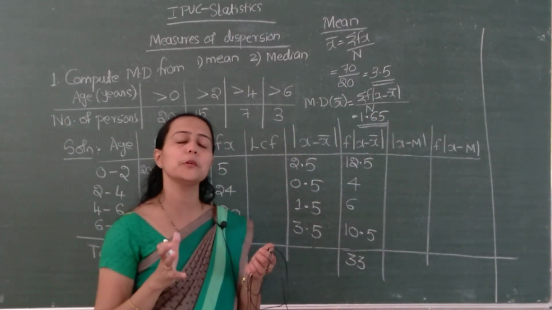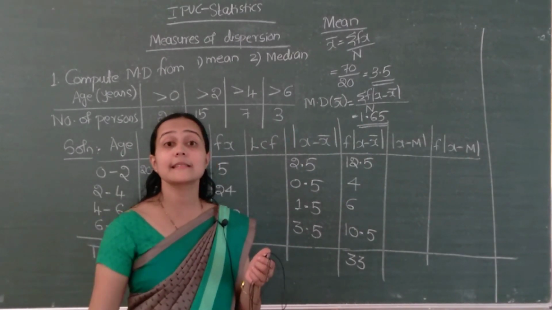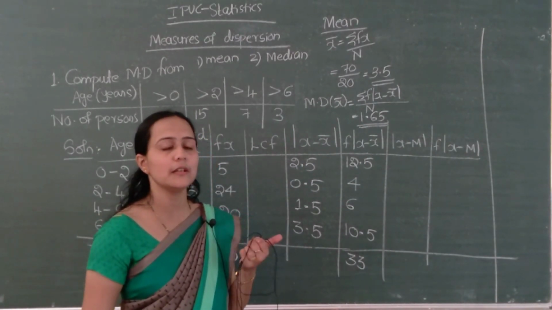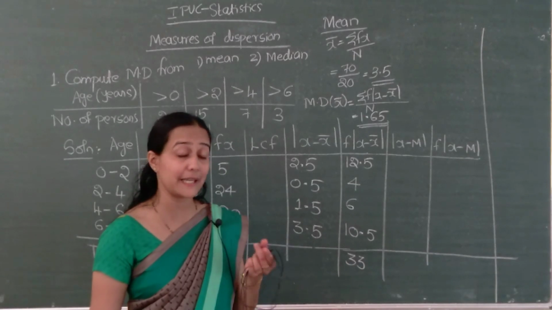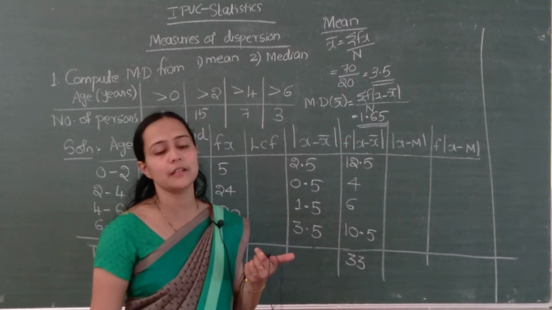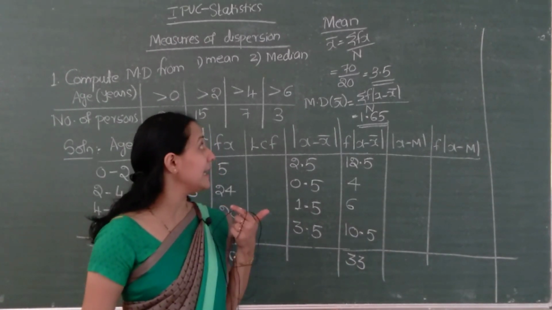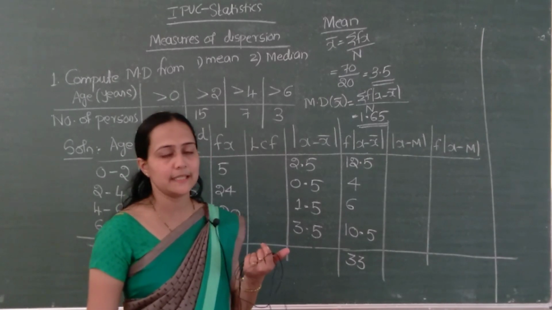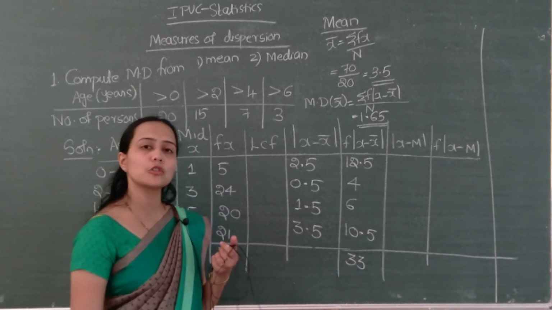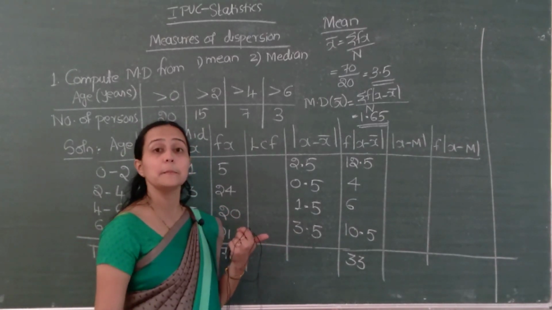First we have to compute mid x. Next which one? F into mod x minus x bar. X minus x bar, actually absolute deviation, so we are ignoring the sign here. Next f into mod x minus x bar, it's the total, then divided by capital N. Correct? Next we will go to median. We have to find a median.